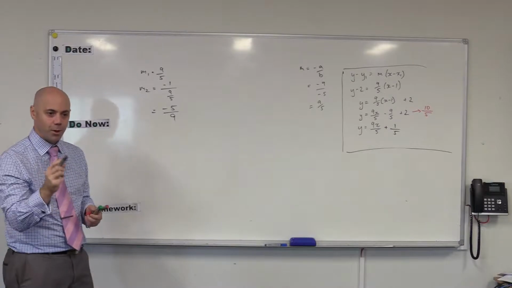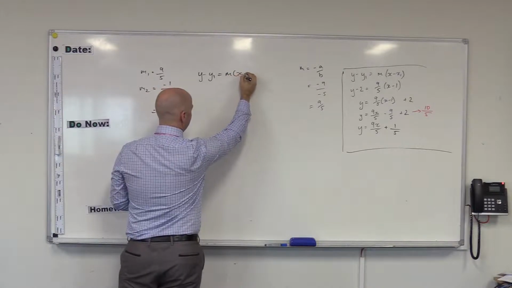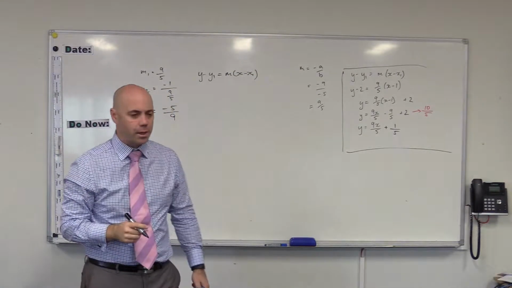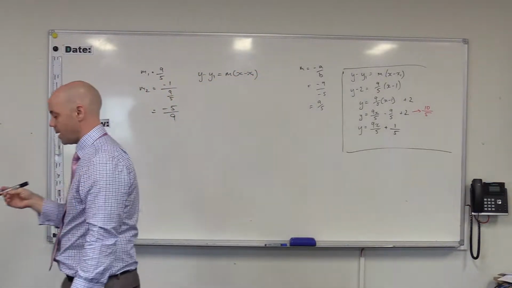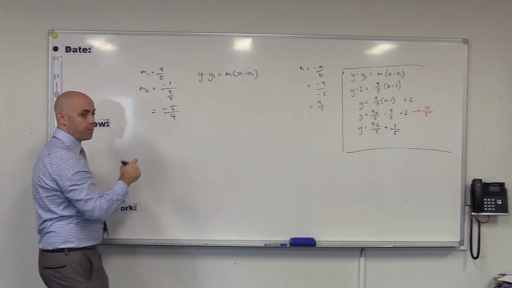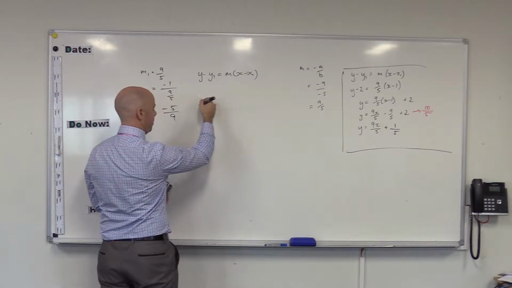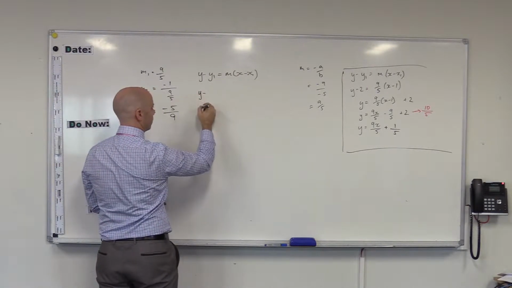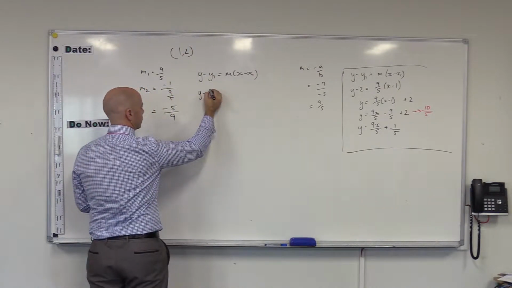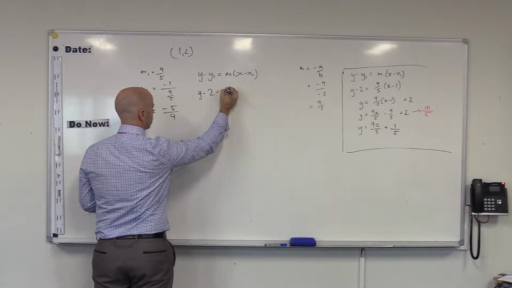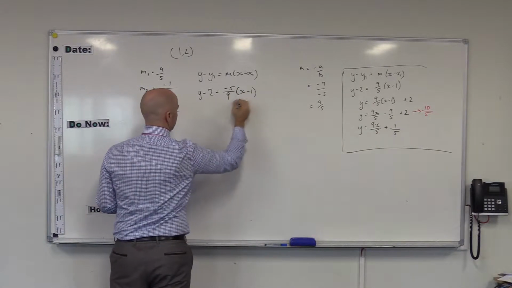It's up on the board, but you've got to remember it. What is it? Y minus Y1 equals M times X minus X1. That's got to stick in your memory. You've got to be able to pull that out quickly in an exam. What am I putting in? M2. Let's start from the beginning. Y minus 2 equals -5 over 9, bracket X minus 1.